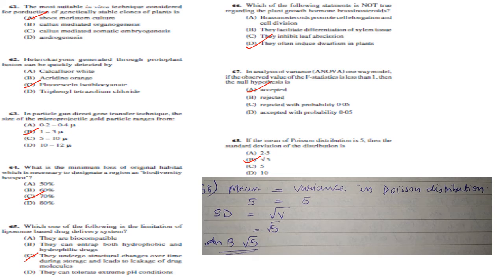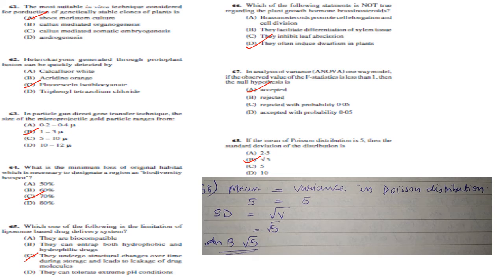can give rise to somaclonal variation, so that cannot be considered. Then callus mediated somatic embryogenesis, that also cannot be considered. There can be somaclonal variations in that also. Then androgenesis, it is haploid plant production, so that is also not possible. So the most suitable in vitro technique considered for the production of genetically stable clones of plant, it will be shoot meristem culture. Then next one, heterokaryons generated through protoplast fusion can be quickly detected by.